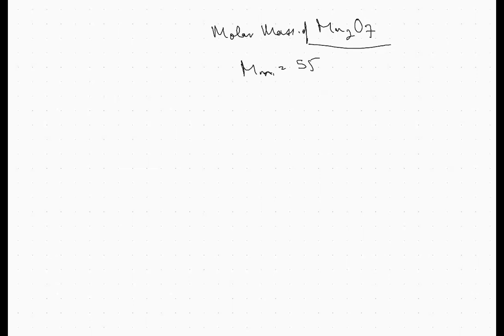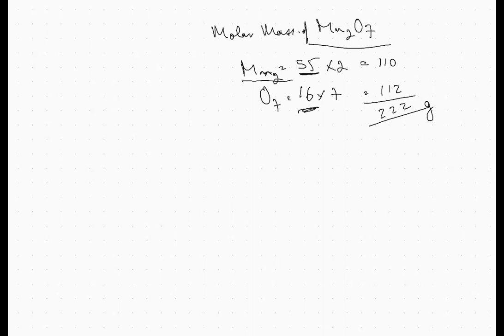That's 110. And we have 7 oxygens, so that is 16 times 7. That's 112. So I get 222 roughly. So that's grams. How did I get these 2 values? From the periodic table, not the lower number, but the higher number, which is the mass. The mass is given by the number of protons and the number of neutrons. But for the molar mass, you simply take that mass and put a gram. So it's the molar mass. That's the easiest way to remember.